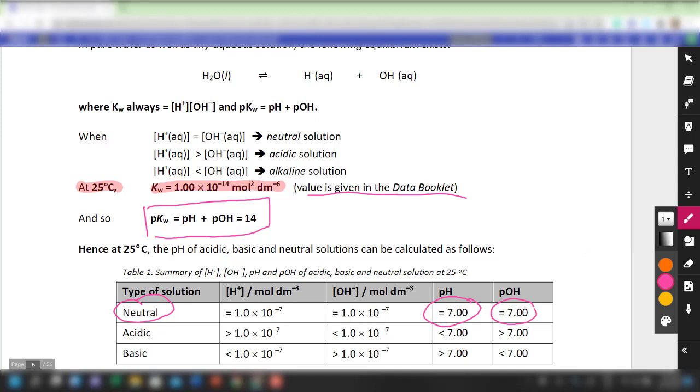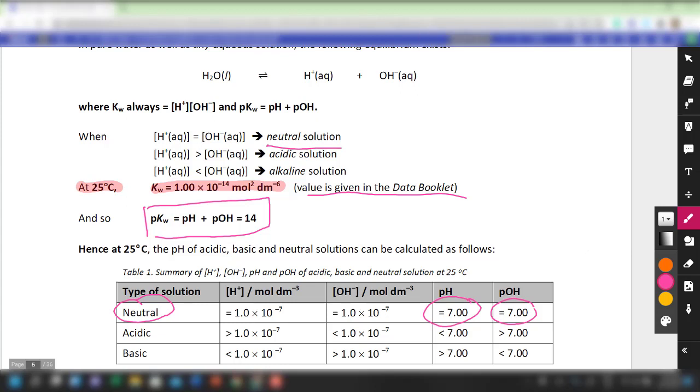But this is not true when you change the temperature. When I change the temperature, the neutrality pH value can change. Maybe when we are close to the boiling point of water, the neutrality pH is about 6.5. But that doesn't mean that water is acidic. The reason is when we increase the temperature, we are encouraging the ionization of H2O. In the process, we are forming the same amount of H plus and OH minus. So the concentration of H plus and OH minus balances off each other.